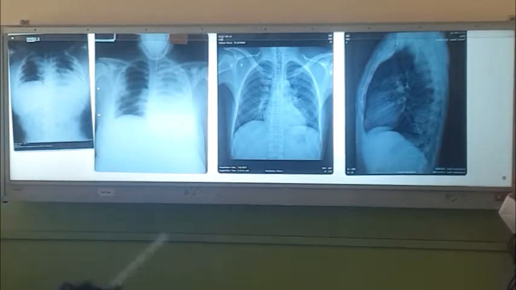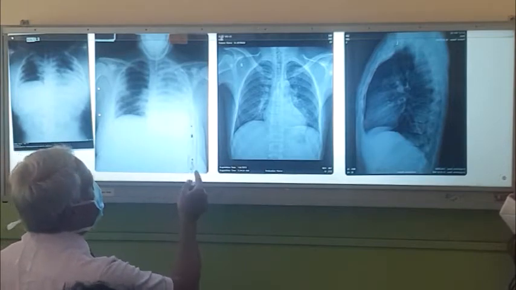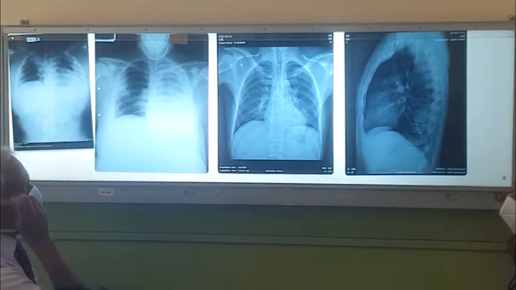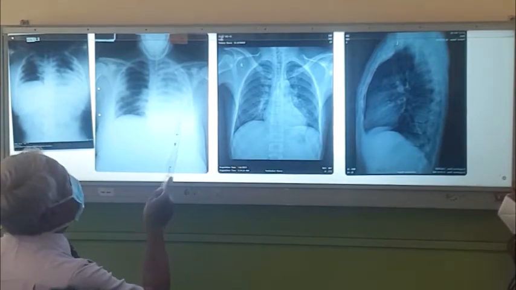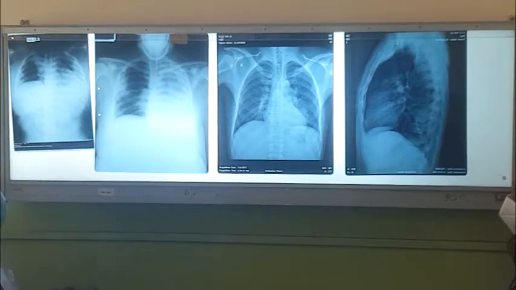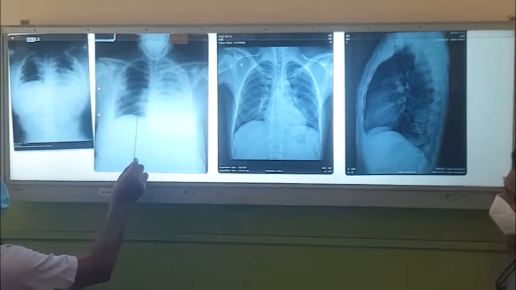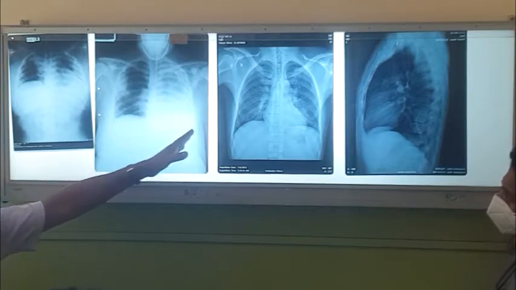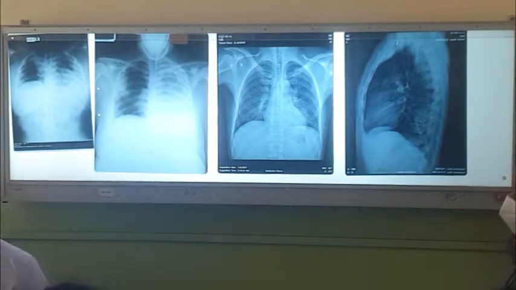In addition to that, this area is homogeneous. Opacity is there, whitish area there. Probably he is having pleural effusion there. You have to do ultrasound and see. And the heart shadow is shifted here. Maybe the left lobe is collapsing now. We don't know.